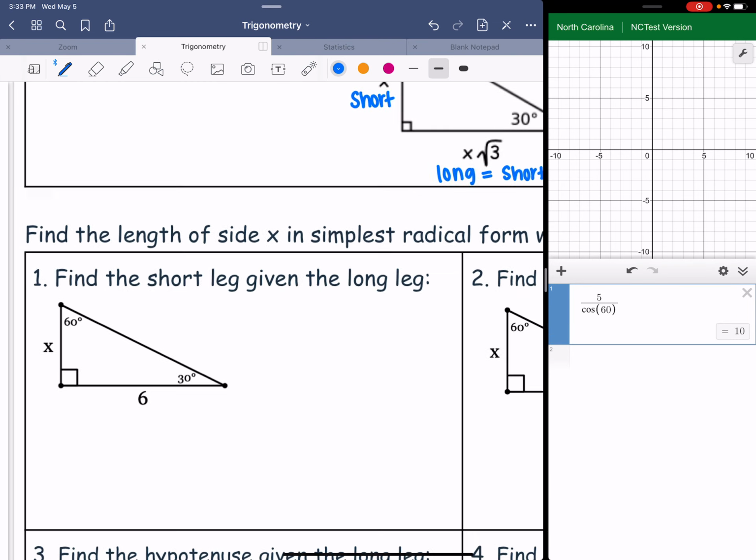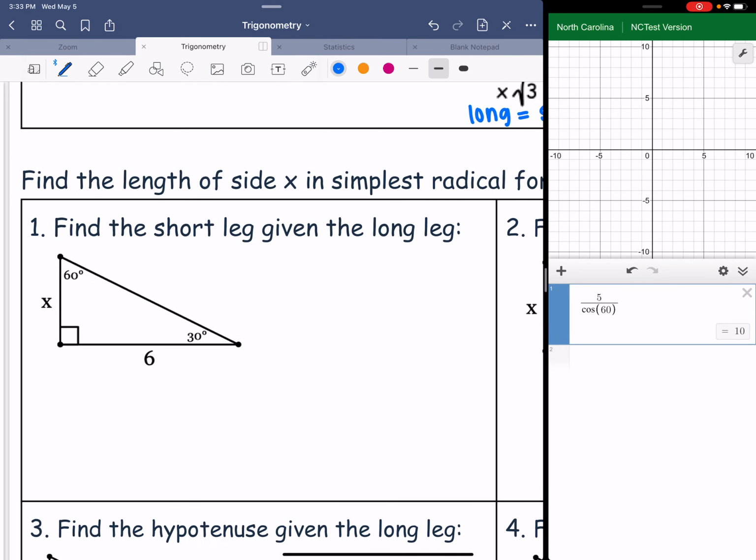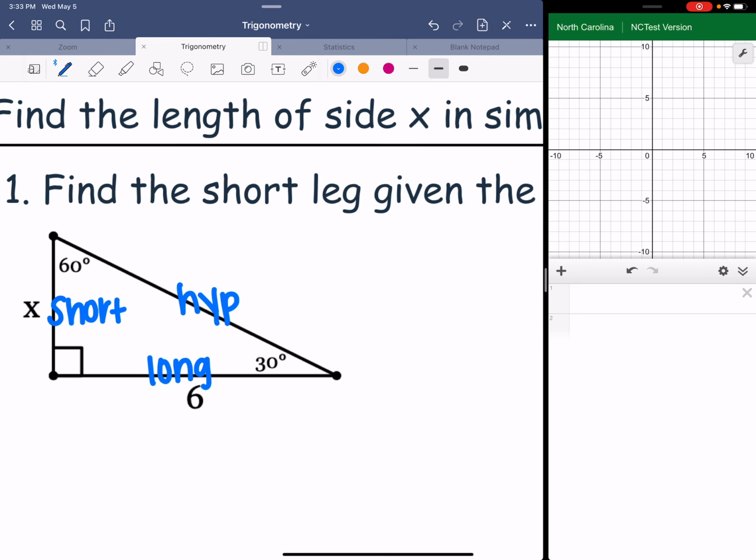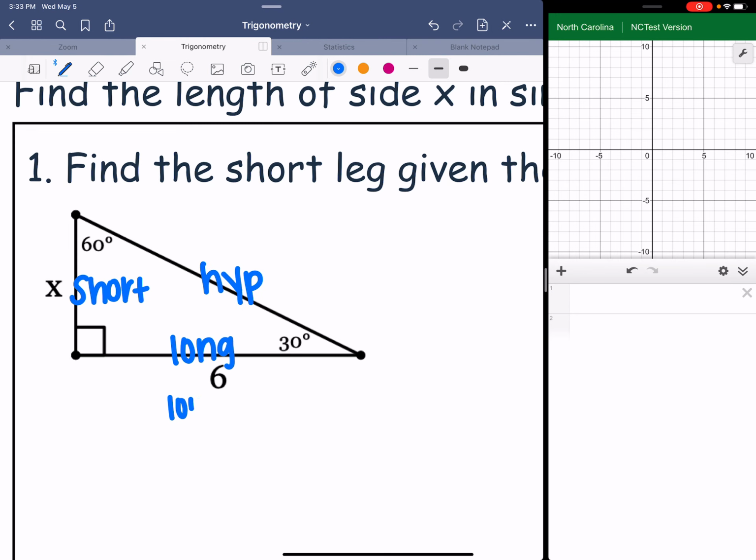Now let's do some examples. We want to make sure that we keep these in simplest radical form. So this time we are not given the short leg. So we kind of have to work backwards, right? Because we know that if this is the short leg, this is the long leg, and this is the hypotenuse, we know that the long leg is equal to the short leg times the square root of 3.